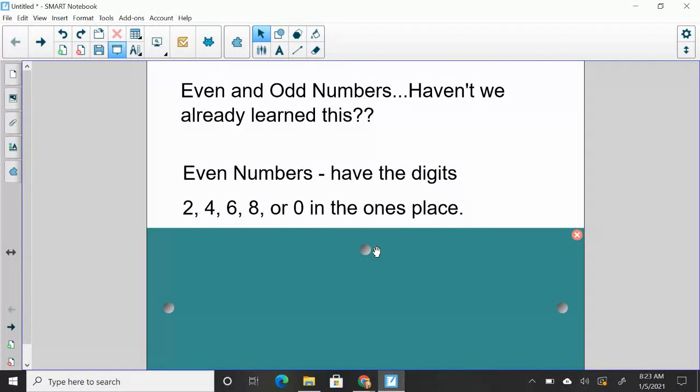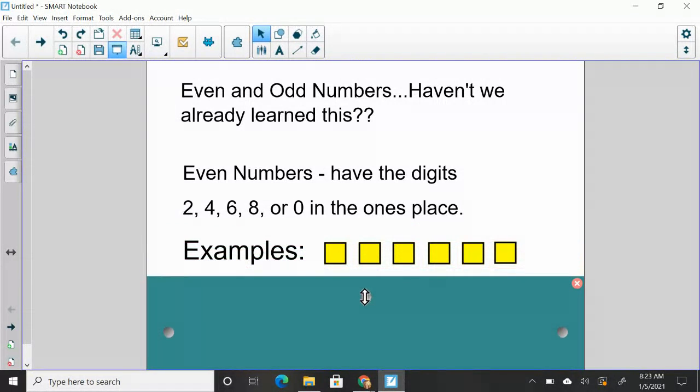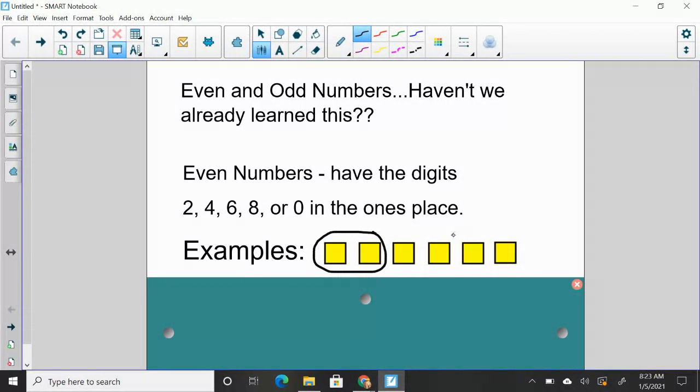When you first started learning about even and odd numbers, you might remember focusing on cubes. And if your cubes had a buddy, such as these two, these two are buddies, and these two are buddies. So if everybody has a buddy, then you know that your number is even. So we have 1, 2, 3, 4, 1, 2, 3, 4, 5, 6 blocks. Every block has a buddy, so we know that our number is even.